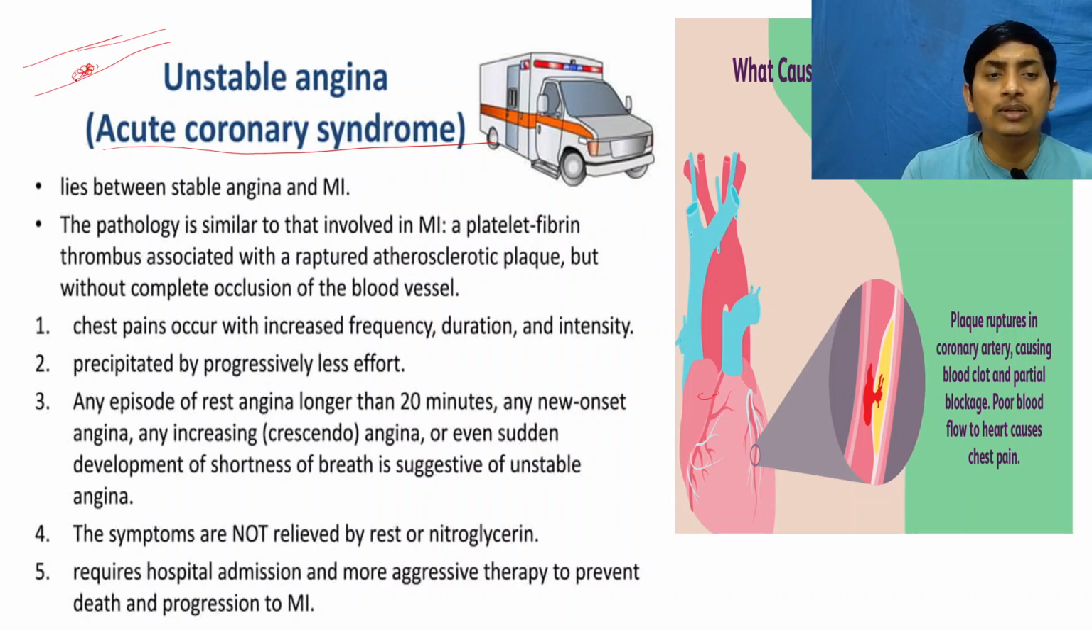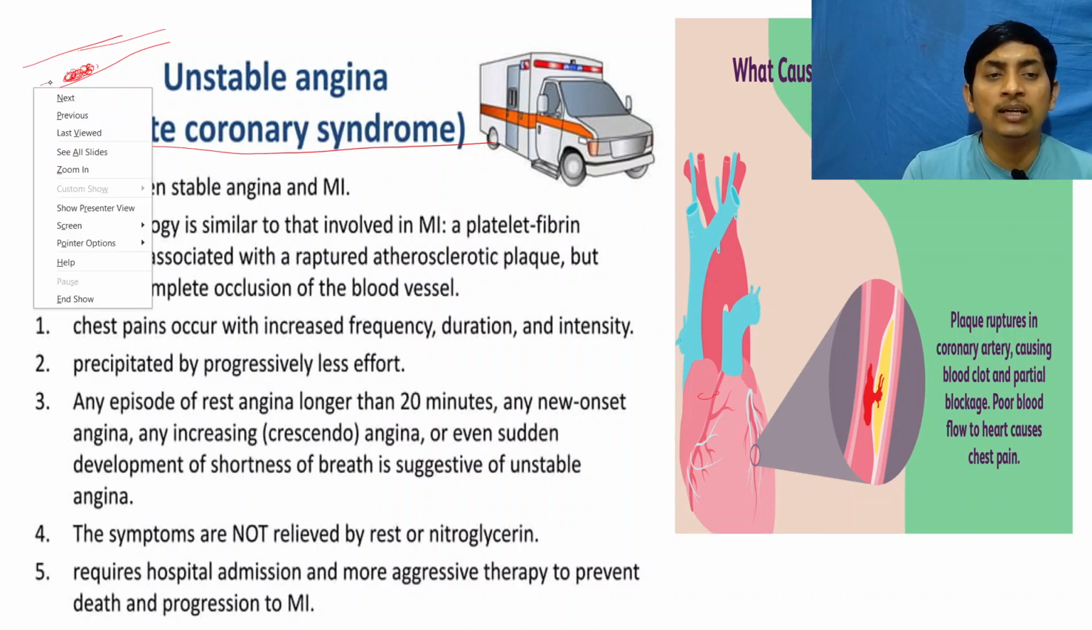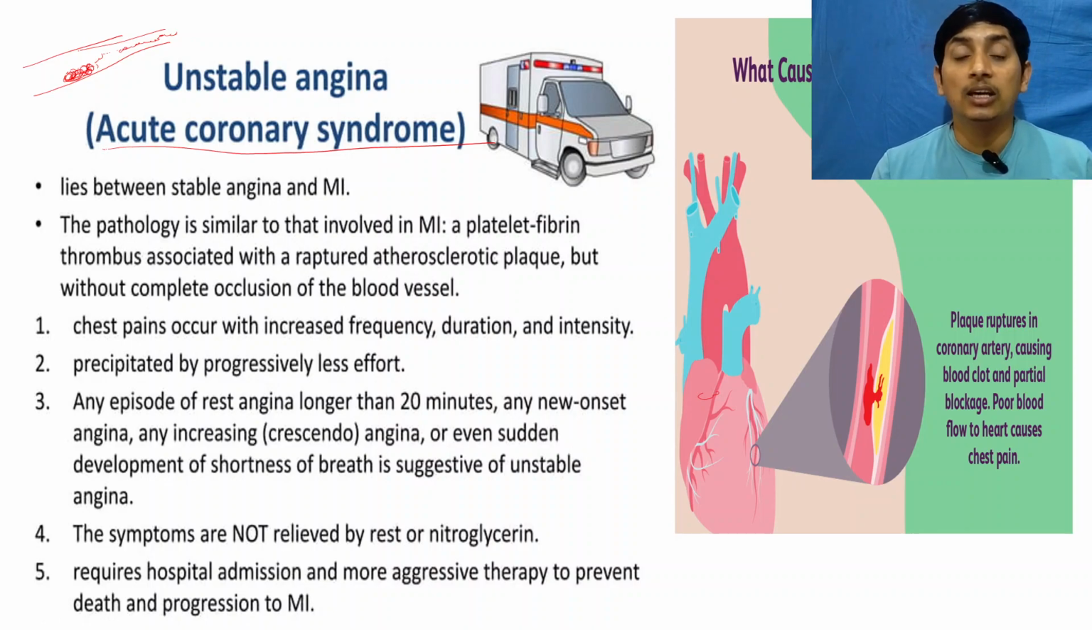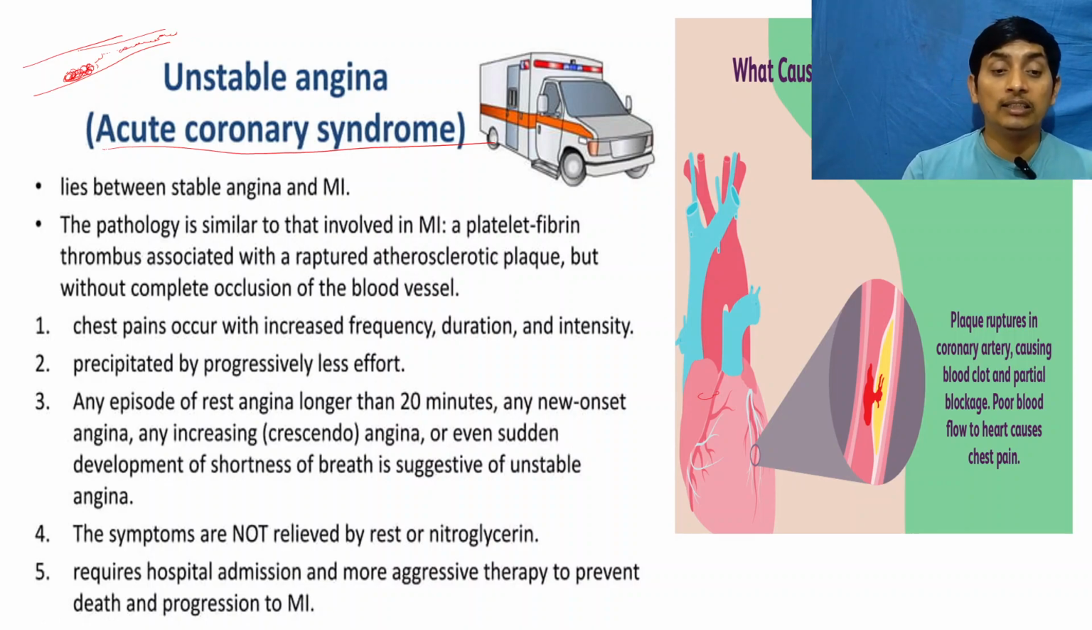Due to some reason, suddenly due to high pressure, this atheroma becomes broken. When it is broken, lots of smaller fragments form inside the blood, and these fragments start blocking the fine capillary blood vessels, and it is very serious. So this is called unstable angina.